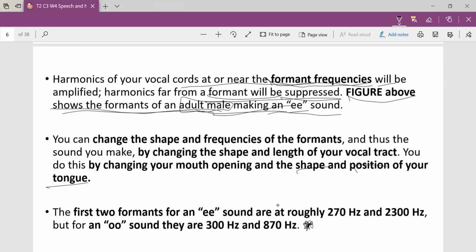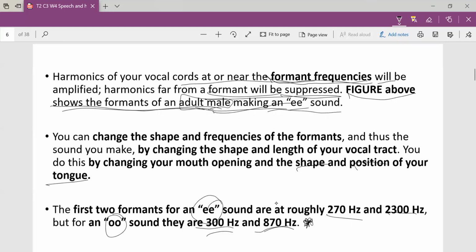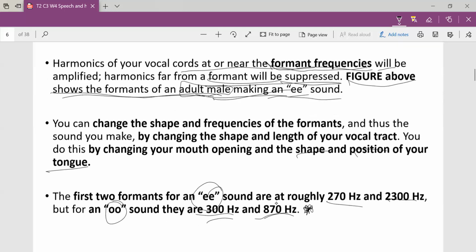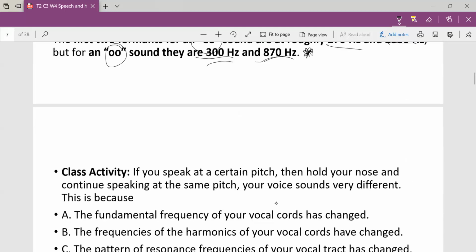We have these rough values for when a woman is making the sound and when a man is making the sound. These are the rough frequencies for the first two formants, which you have seen. We saw the first formant as the fundamental frequency, and the second formant as the next formant that stands out after the suppressed frequencies around the fundamental.